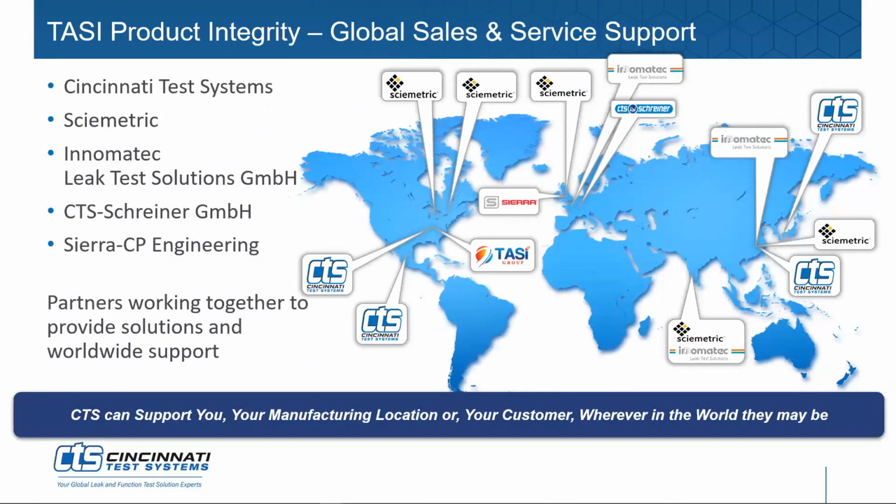And this is a real quick slide that shows that Cincinnati Test Systems also is involved with Symmetric, a data solutions supplier who was also a leak test company out of Canada. We're also associated with Innomatic, a German leak test company and turnkey systems provider in Europe. And we've got new offices in India, in China, and Korea that support all of those businesses as well.